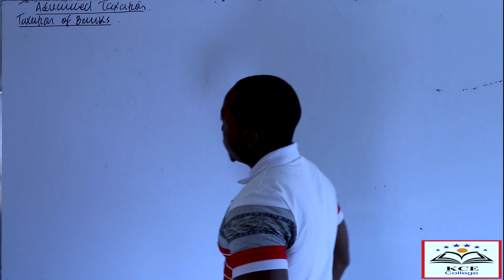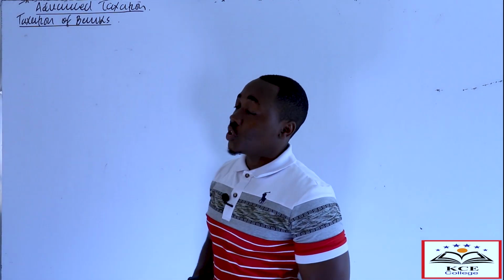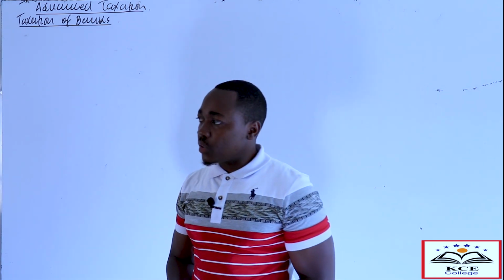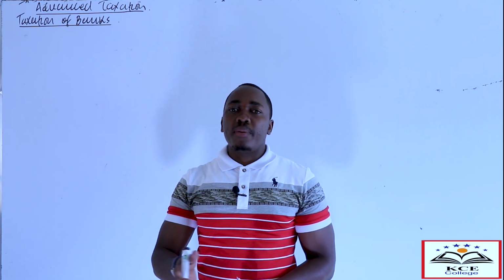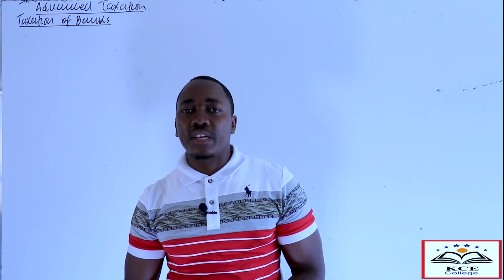So welcome to this session. That's advanced taxation. I want us to look at taxation of banks. Now, on taxation of banks, you did banks or insurance in your lower levels. So how do the banks operate? What are the major sources of income for the banks? And what are the major sources of expense for the bank?